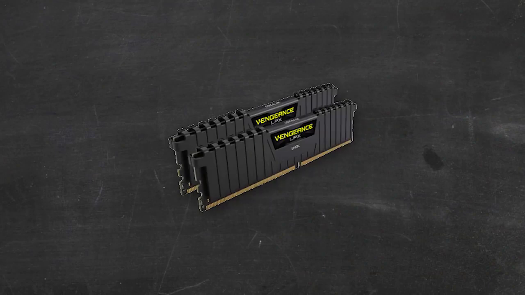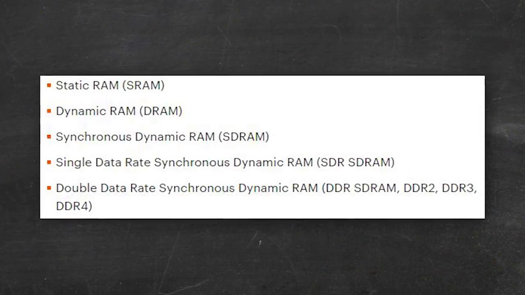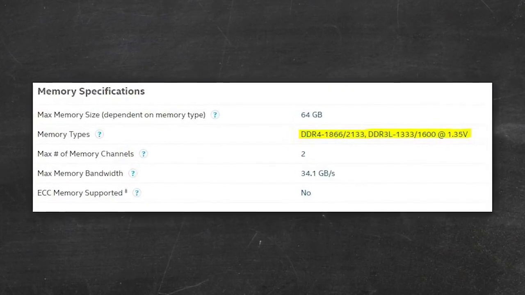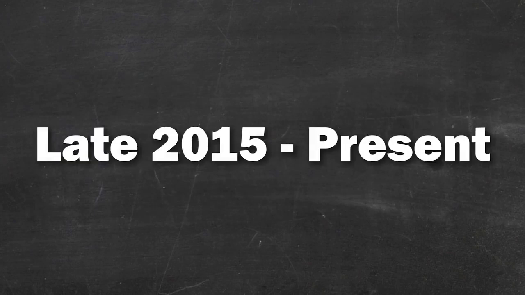One last thing about RAM, there are actually different types of RAM. If you want to know which kind of RAM you need, if you check the specifications of the processor you buy, it should tell you there. For the most part though, if you're buying a processor that was made in late 2015 onwards, you'll most likely need DDR4, and if you bought a processor that was made from 2015 to as early as 2007, then you will need DDR3 RAM.